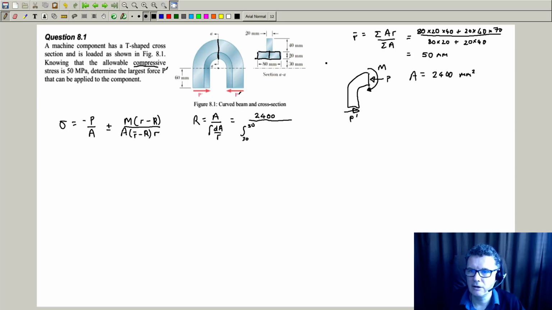The A, you can see that we can do nice cuts going in this direction. And I'll call that delta R direction. So the first bit will have a width of 80. And we're integrating. So the width bit is staying constant.